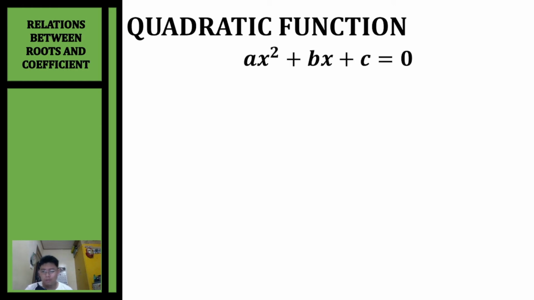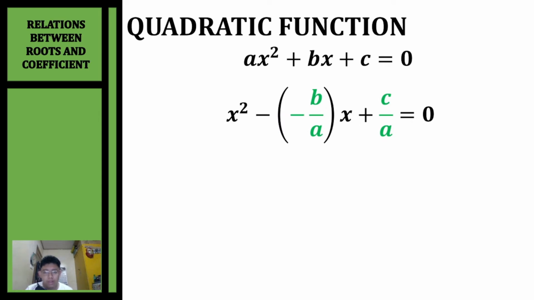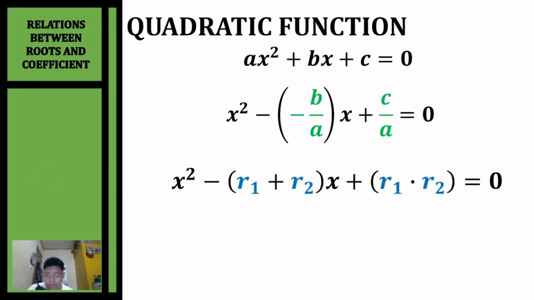So to summarize, we have this quadratic function, and if we divide both sides by a, we will end up with this: x squared minus the quantity negative b over a times x plus c over a is equal to 0. And if we apply the transitive property and replace negative b over a by the sum of the roots and c over a by the product of our roots, we will end up with this. So all in all, our quadratic function will be x squared minus the sum of the roots times x plus the product of our roots is equal to 0.